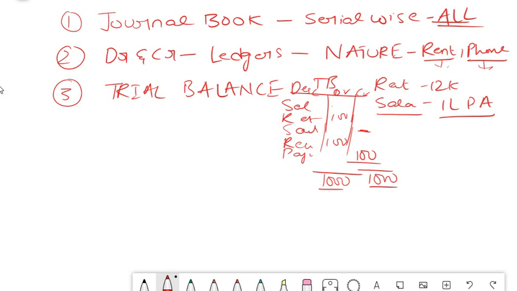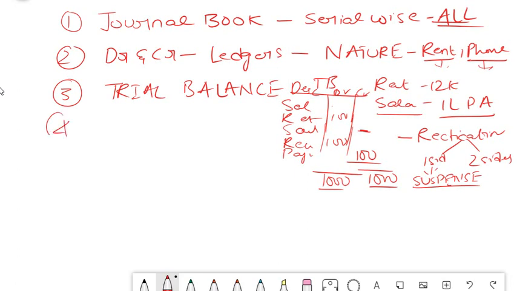So this is what we discussed earlier, and if it is not matching, then we have to do something called rectification of errors, which we also discussed in a separate video. Rectification is actually divided into one-sided and two-sided. Two-sided errors have to be posted by reversing the wrong entry and posting the correct entry, whereas for one-sided errors, we will use a temporary account called suspense account, and then when we find out the actual reason for that, we will reverse this suspense account. So this was your concept of trial balance.